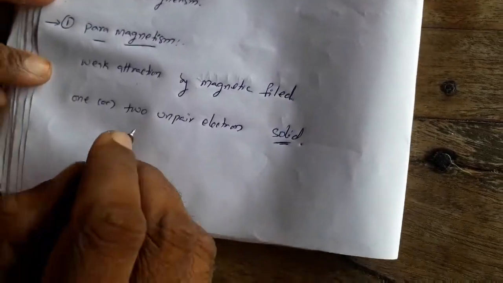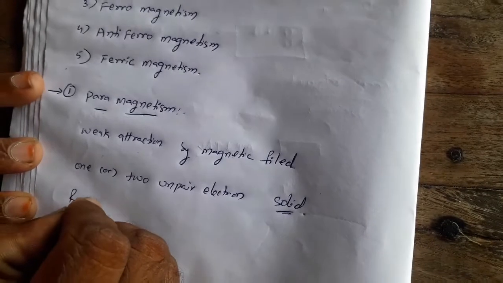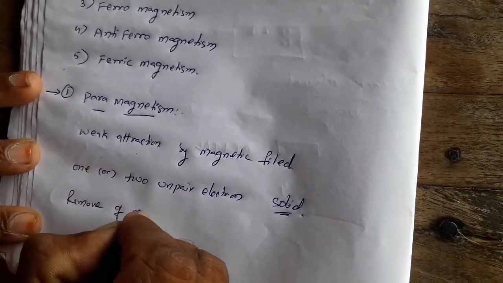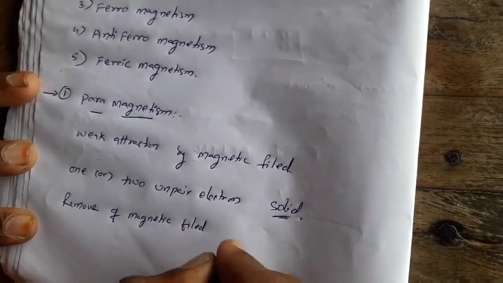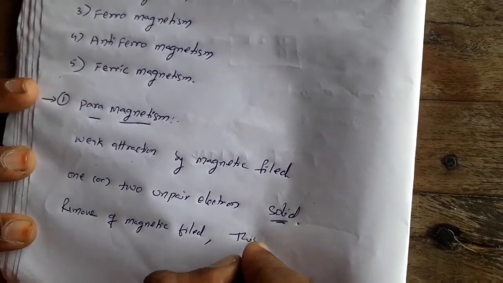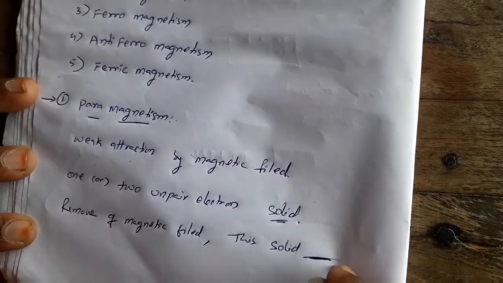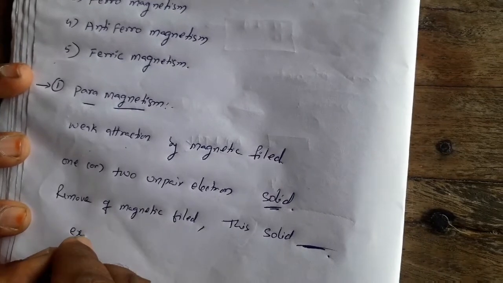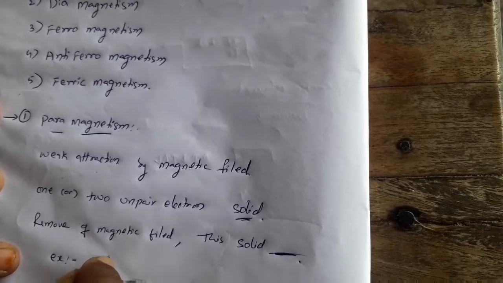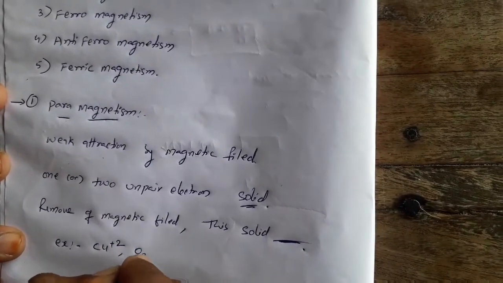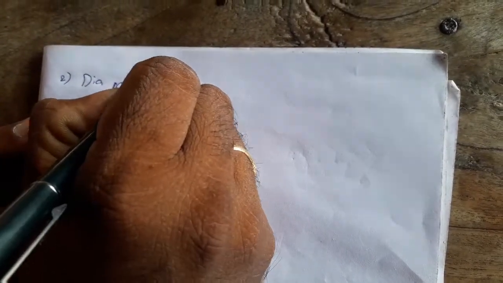In paramagnetism, when we remove the magnetic field, this solid loses the magnetic property. Examples: Cu2+ cupric ion, O2 oxygen.